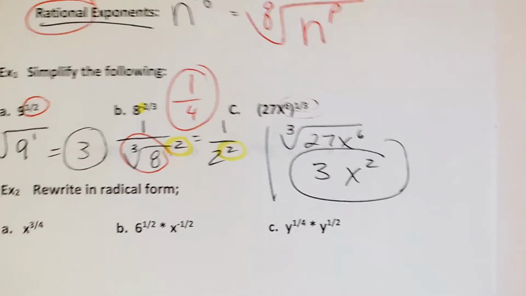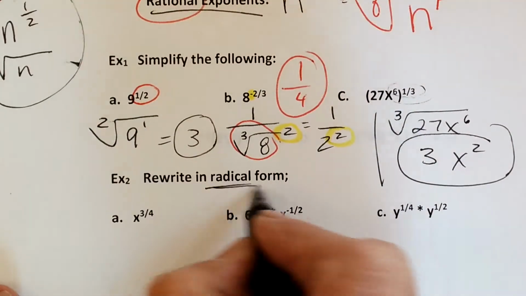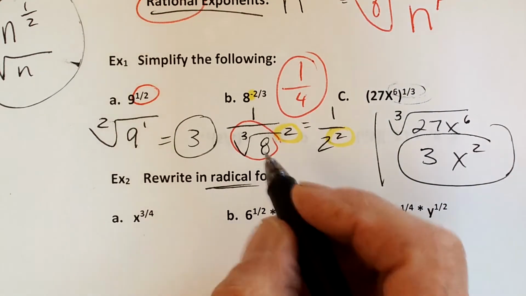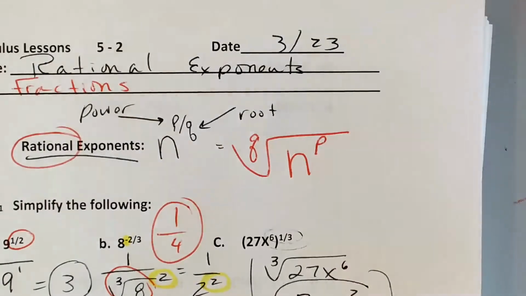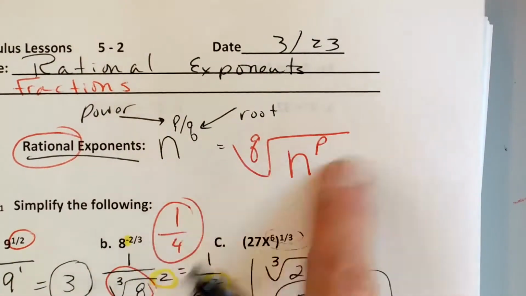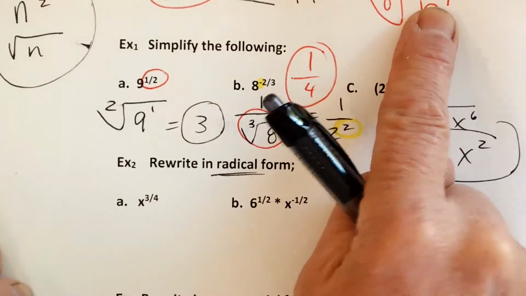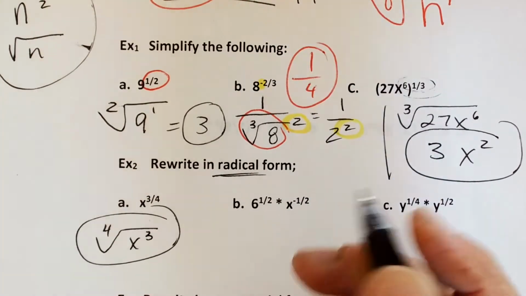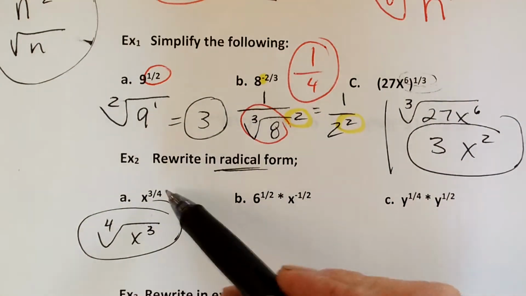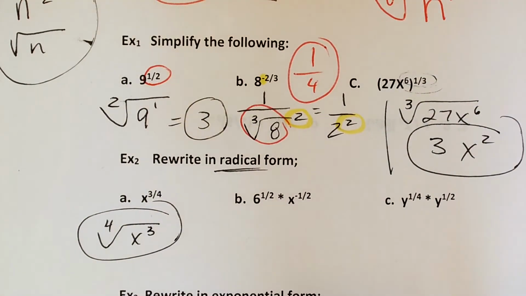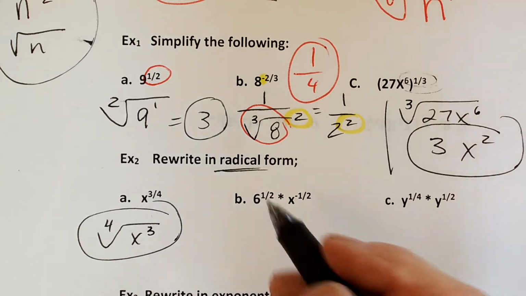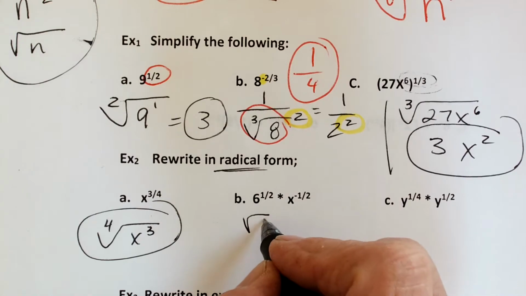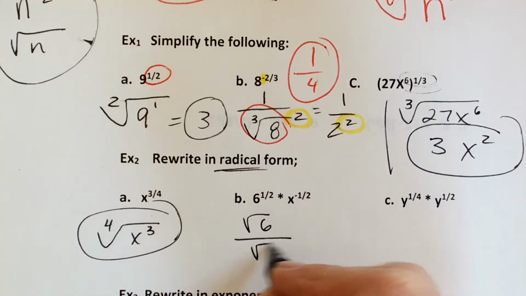All right, now, this one says rewrite in radical form. Radical means a root. We've talked about that before. Radical means just any kind of root form. So we're going to take it from exponential and rewrite it like this. We're going to take this as the 4th root of x cubed. That's it. There's your root, and there's your power. We're going to write this one as the square root of 6 over the square root of x.